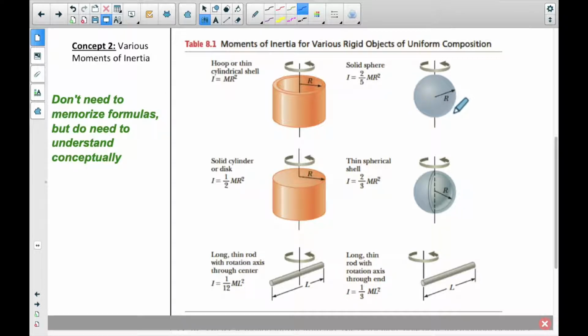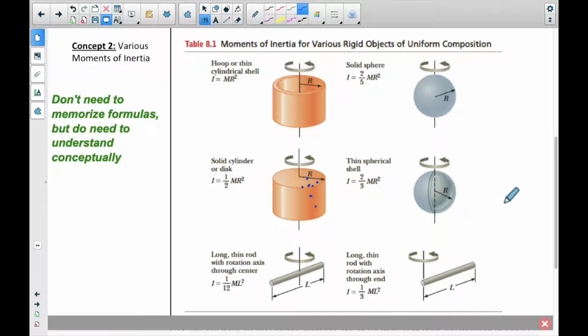Now for a sphere, it's a slightly different formula. It's 2/5 mr squared. And if it's a solid cylinder, it's 1/2 mr squared. And if it's a spherical shell, it's hollow, then it's 2/3 mr squared. And these numbers, if you are in calculus, come from all of these different particles throughout, and how they are distributed. That's where some of these numbers are coming from.